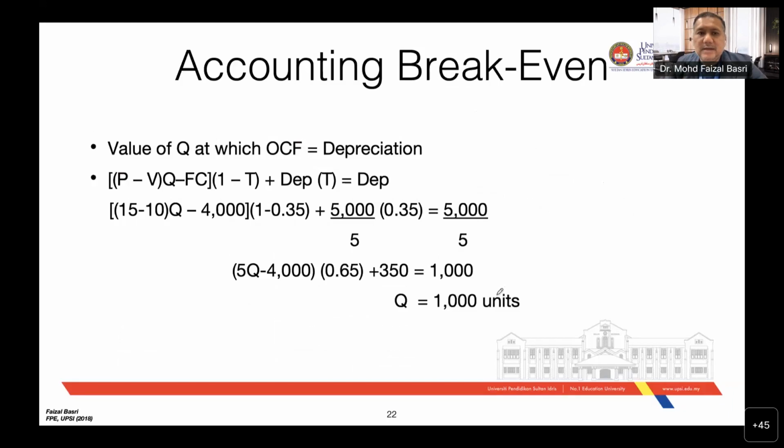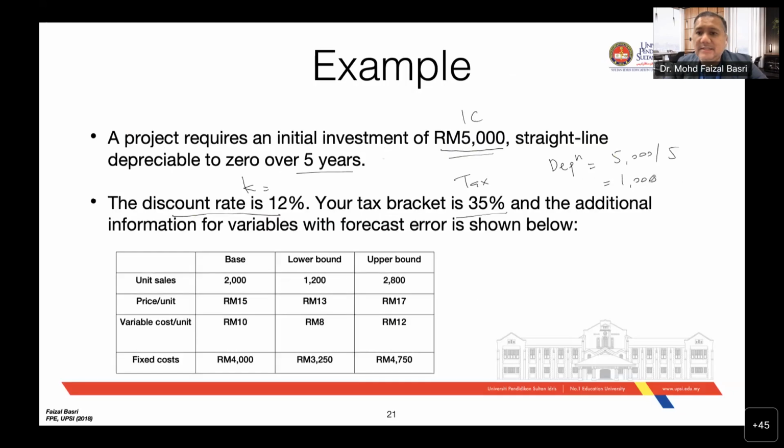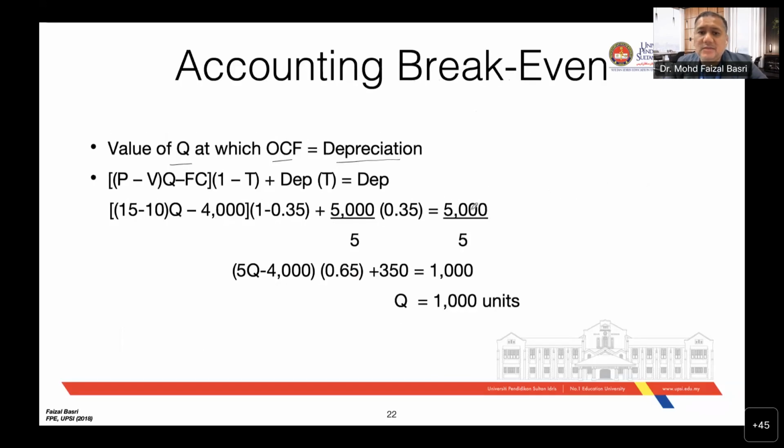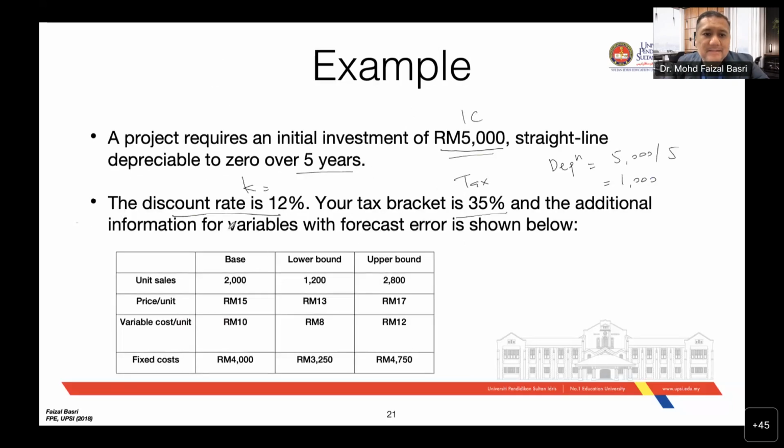Okay. Now, for accounting break-even, remember we want to find the Q at which OCF equals depreciation. So depreciation kita 1,000. So this is basically 1,000. Okay, so price is 50 ringgit. Again, remember we are using base case first. Kalau dia tak suruh guna best or worst case, we're going to use base case.